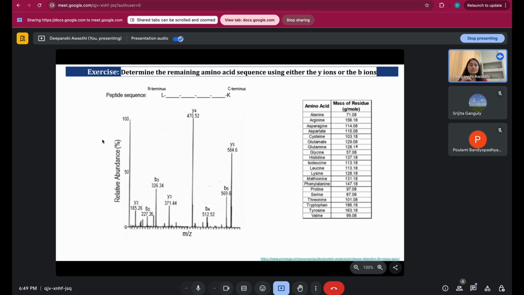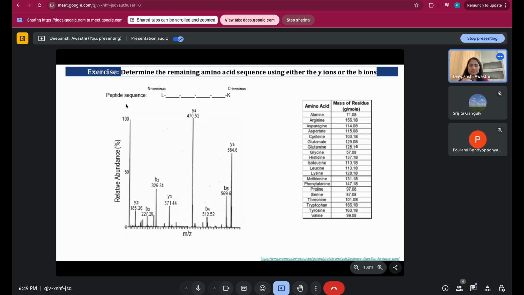Relative abundance is helpful when you have multiple samples and you want to compare the difference between them, which peptides are more expressed, which proteins are differentially expressed. So for that reason we look into the relative abundance.